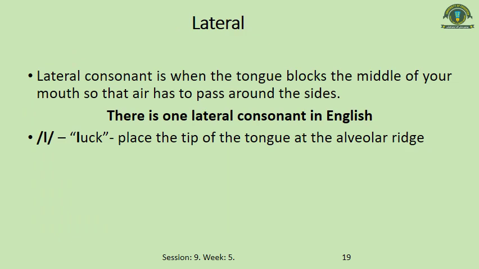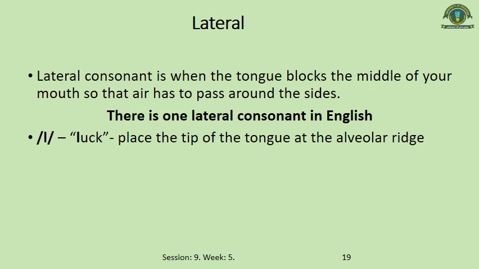My dear students, the last sound of this category, when you're talking about consonants of English with reference to manner of articulation, is lateral. A lateral consonant is when the tongue blocks the middle of your mouth so that air has to pass around the sides. That's very important to understand: air does pass, but it passes around the sides of your tongue. There is only one lateral consonant in English, and that is L. You can pronounce the word luck, and you can understand that air is passing around the side of your tongue. Okay?